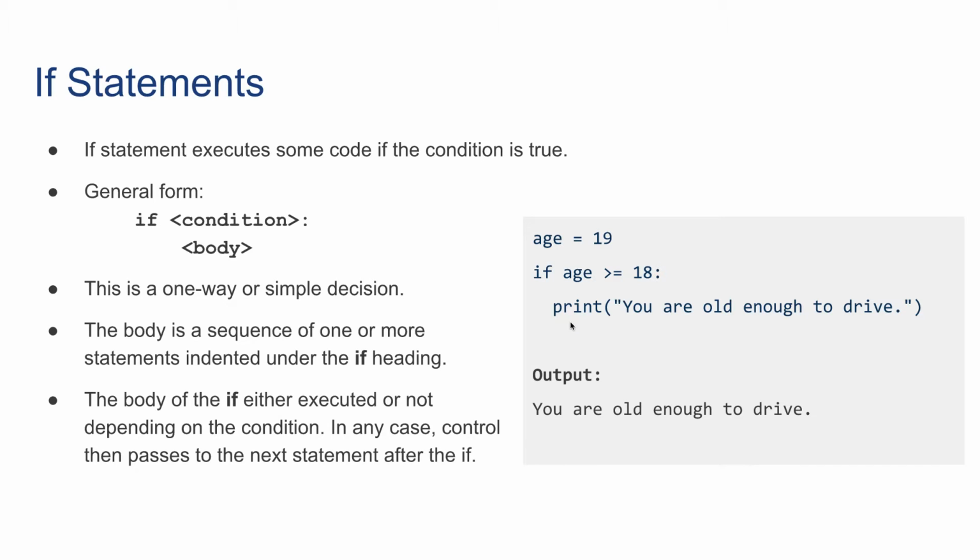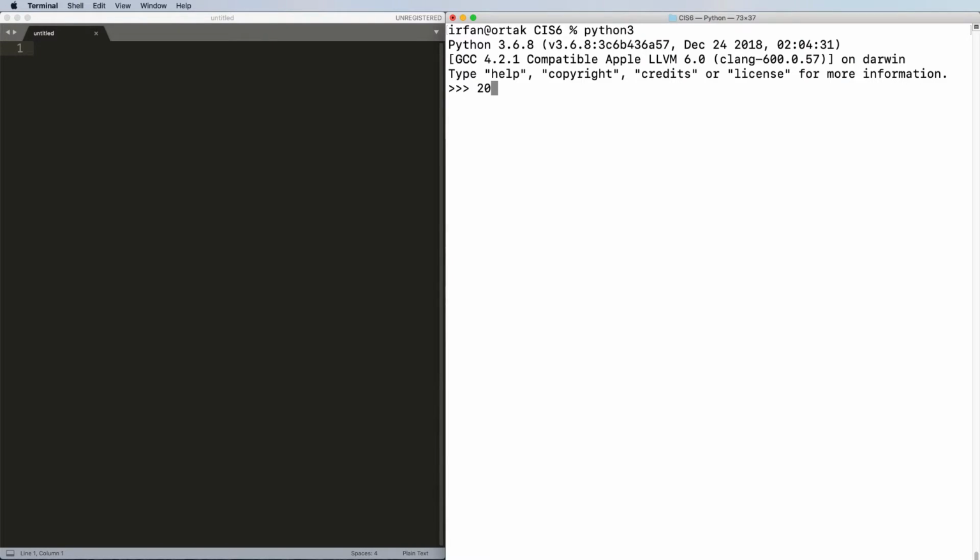And let's see some examples in the Python shell. Now let's see some examples with the if statements. So first thing I want to do is create an age variable and get an input from the user as an integer. Let's say 20. Then I'm going to build an if condition: if age is greater than or equal to 18, then we can say print you are old enough to drive.